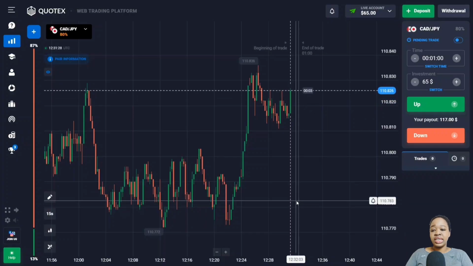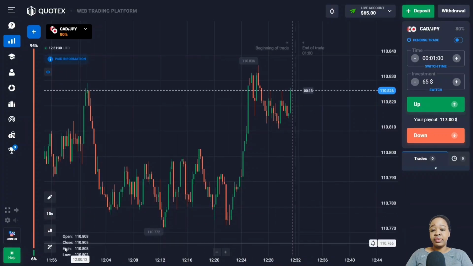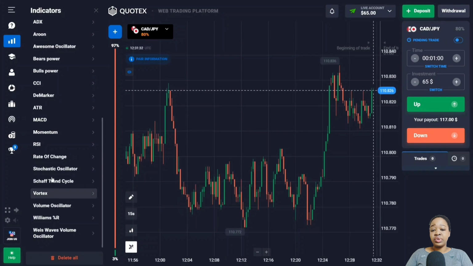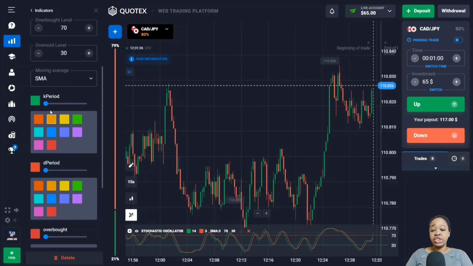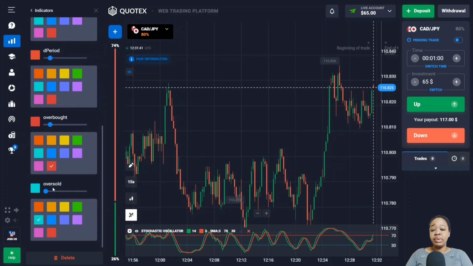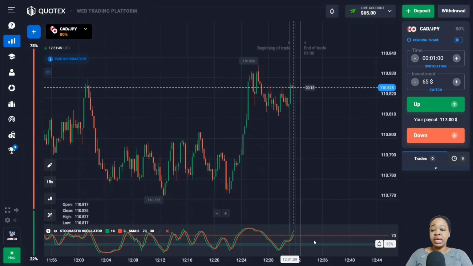So let me show you how to activate this indicator and use it in your trades. To activate this indicator, click on this button in the lower left corner and select the stochastic oscillator from the list. You need to leave the settings by default. Nothing needs to be changed. I'll only make the thickness of the moving averages and the horizontal lines a bit thicker so they are better visible. Thus, I can see that the indicator has appeared on the chart.